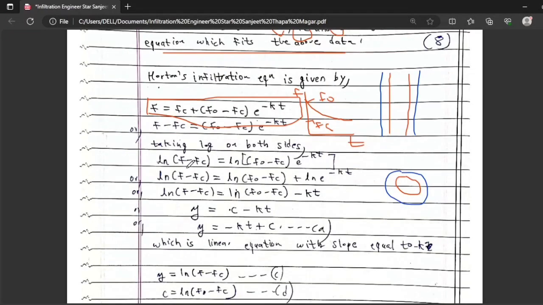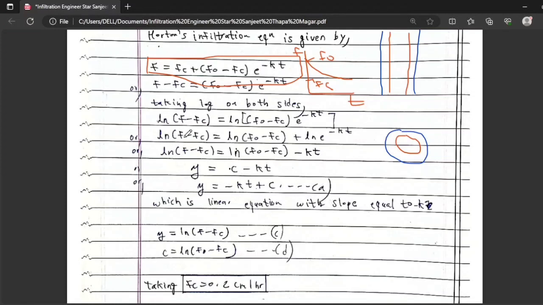Taking log on both sides, ln(f minus fc) is equal to ln(f0 minus fc) plus ln of e to the power minus kt. We have the formula that log of A into B is log of A plus log of B. Similarly here, ln of this plus ln of this, and ln of e to the power is one. So the remaining is ln(f0 minus fc) minus kt.